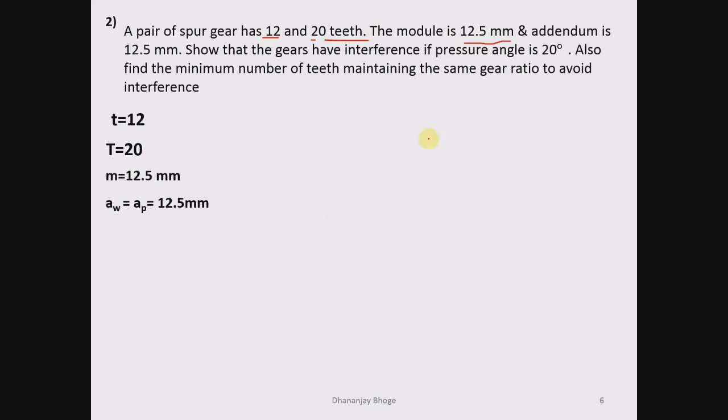Addendum of wheel and addendum of pinion are 12.5 millimeters. Pressure angle is 20 degrees, so phi is 20 degrees. Addendum coefficient is 1. Where does it come from? From this: we know that addendum is always addendum coefficient times the module.